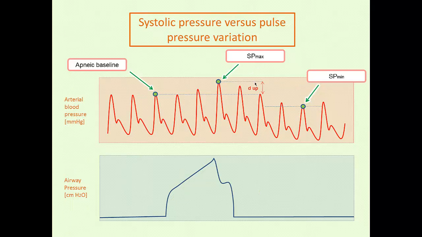And this difference here is called your D up or delta up. And similarly, this difference here is called your D down or delta down. What I've indicated here is a generic airway pressure tracing, and you can see that by the end of inspiration is typically when you have your maximum systolic pressure, and your minimum systolic pressure is occurring during expiration.